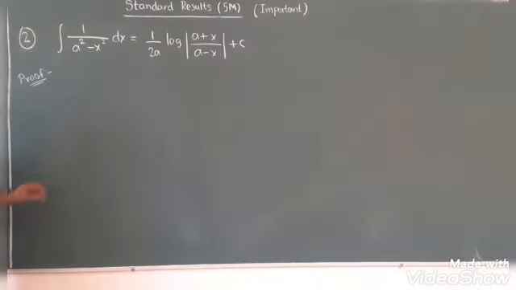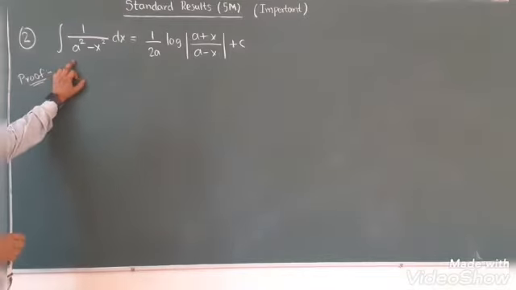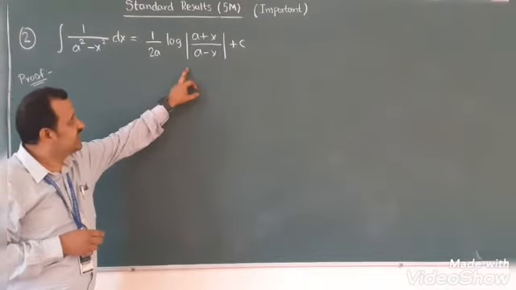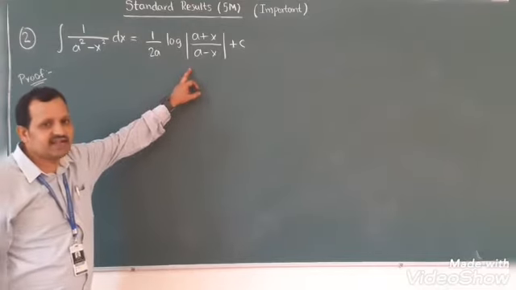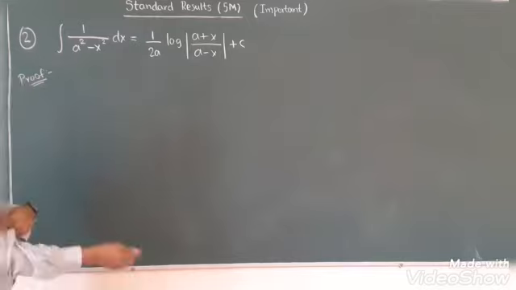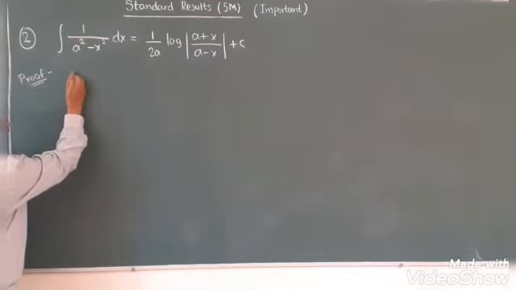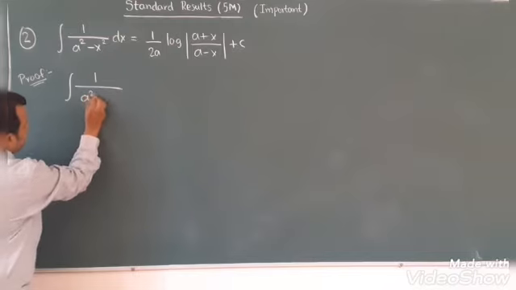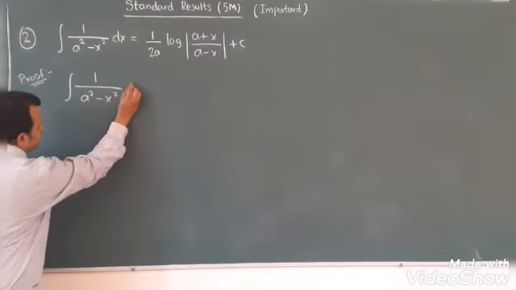The next very important result is integral of 1 divided by a square minus x square dx is equal to 1 by 2a log of mod of a plus x divided by a minus x plus c. Let us see the proof of this one. So this is 1 divided by a square minus x square dx.